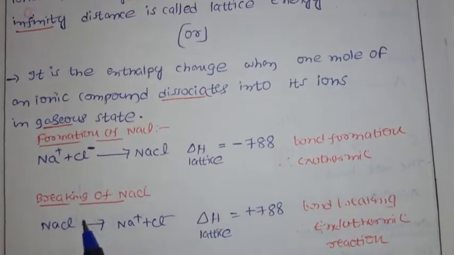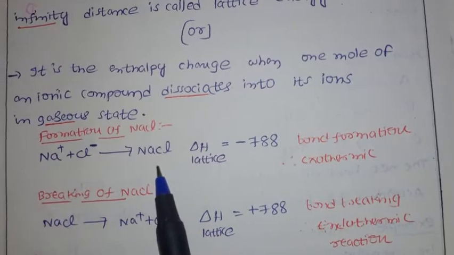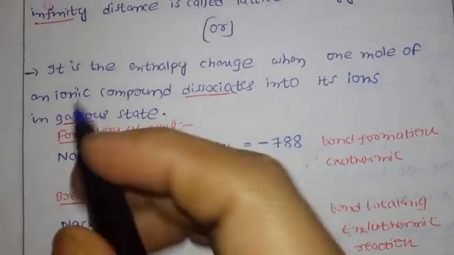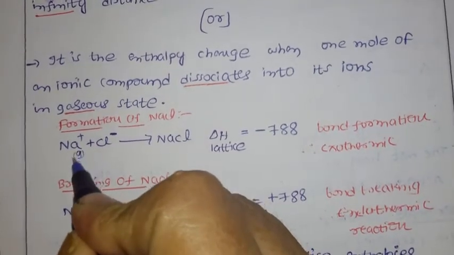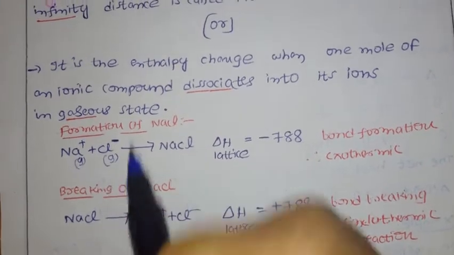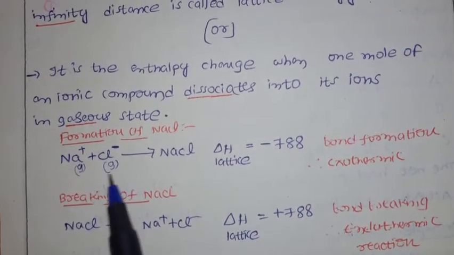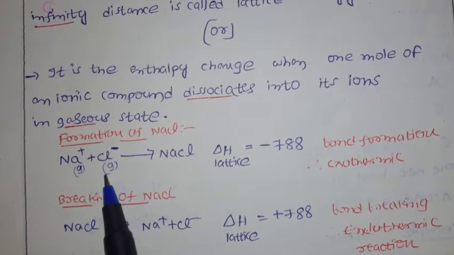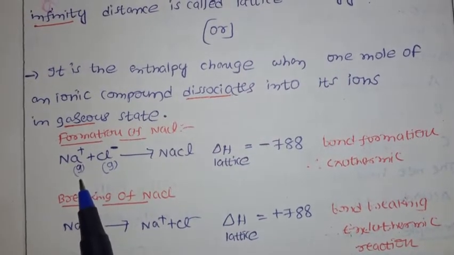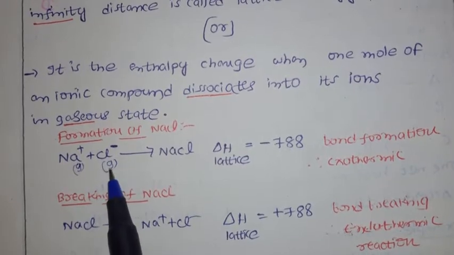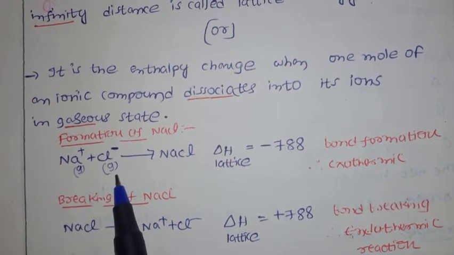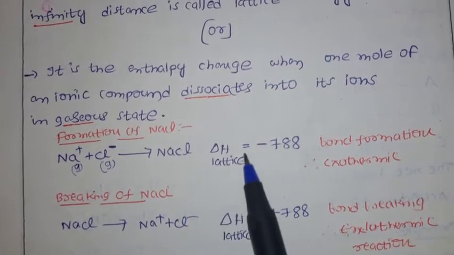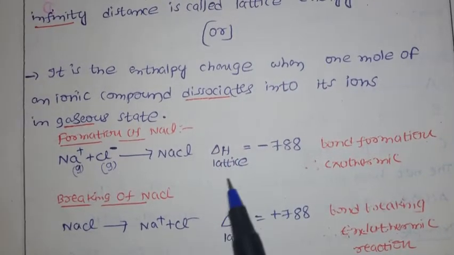For example, if you have NaCl, how is it going to form? It is going to form from the Na plus ion in the gaseous state and the Cl minus ion in the gaseous state. They are very far away from each other. Now they come together, and that too in the gaseous form. So during bond formation, what happened? Energy is liberated. At that time, if you calculate the enthalpy, that is called the lattice enthalpy.